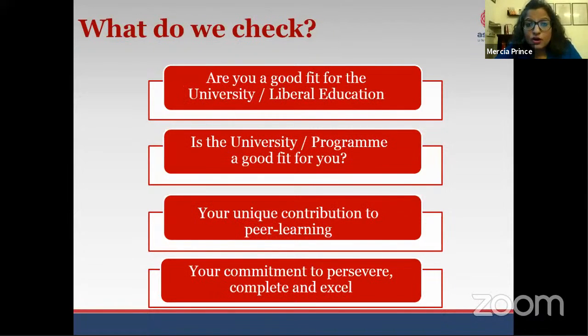And what are we checking for? So we're checking for if you're a good fit for the university, if you're a good fit for a liberal education program. We want to know that you will succeed at Ashoka. We want to know that you will succeed in a liberal education program, right? So that's what we are checking for.